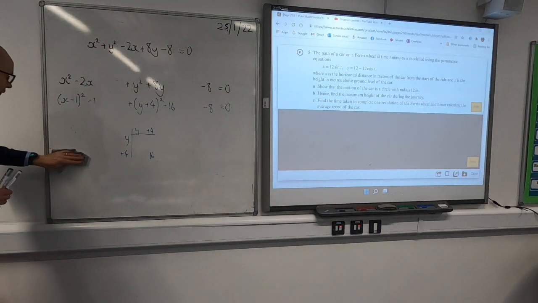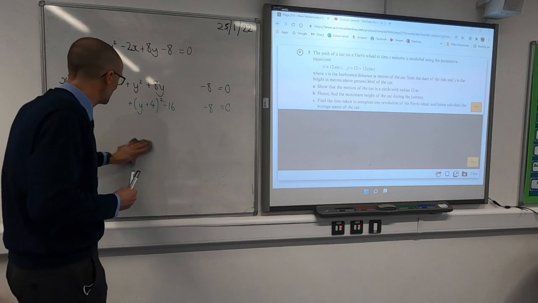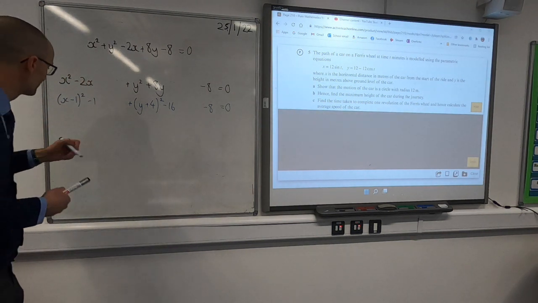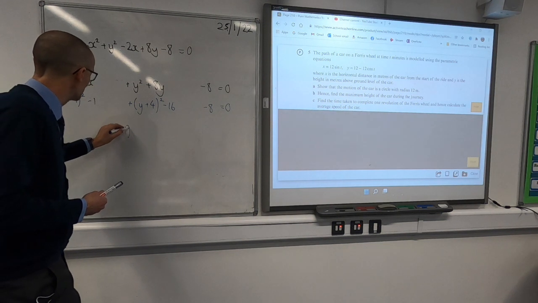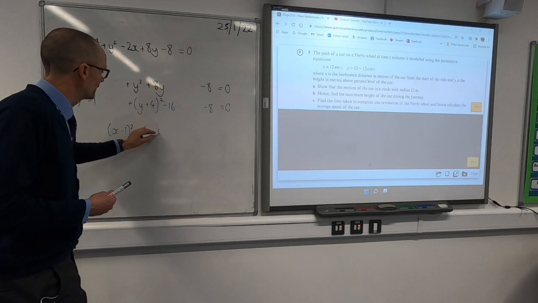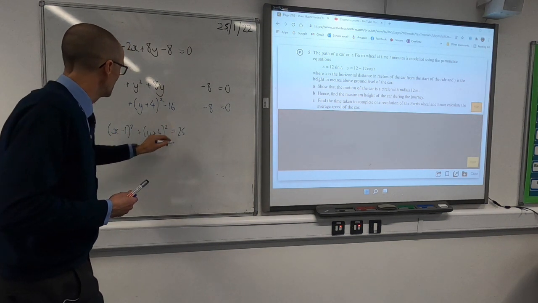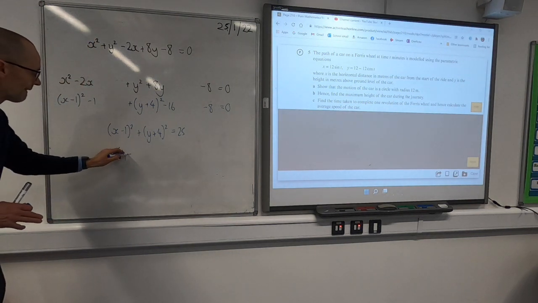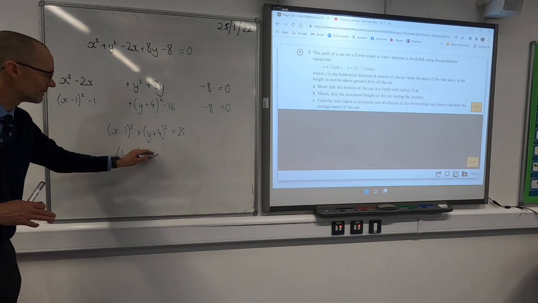So if I shovel all those numbers over to the right-hand side, there are 25 of them. So I get x minus 1 squared plus y plus 4 squared equals 25. So the centre of that circle is the opposite of those numbers, and the square root of that gives the radius.